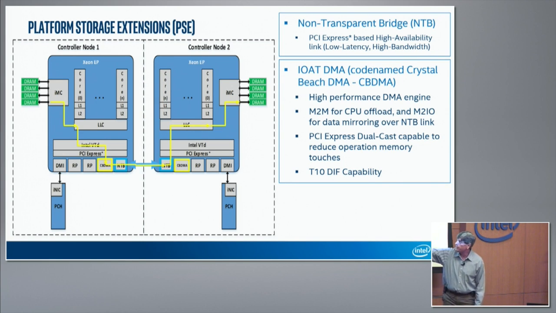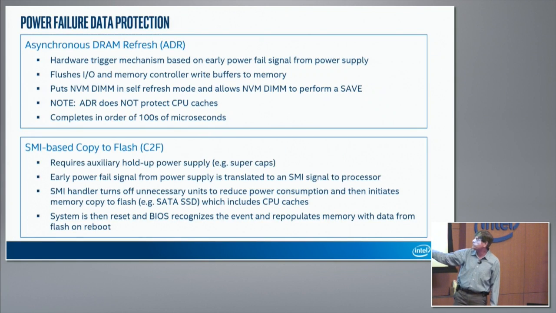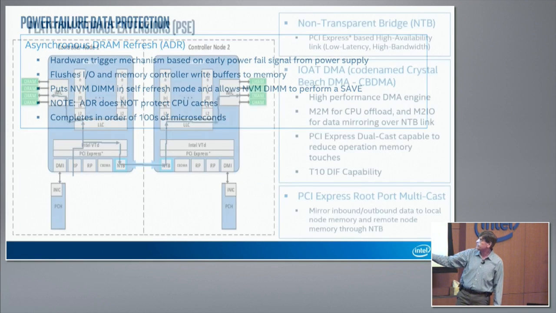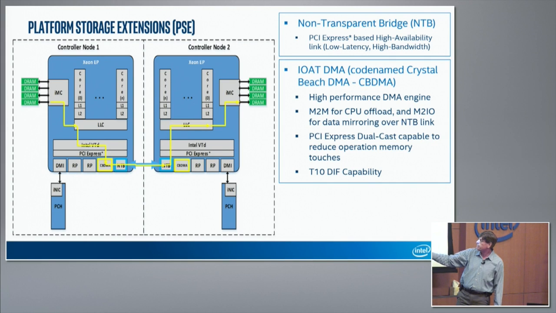So for example, if I have a large amount of data that I'm going to mirror between these two nodes, I would be able to set up a descriptor in the CBDMA and then push that data through the NTB.